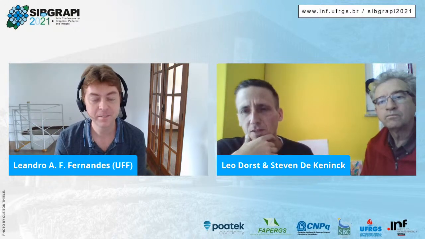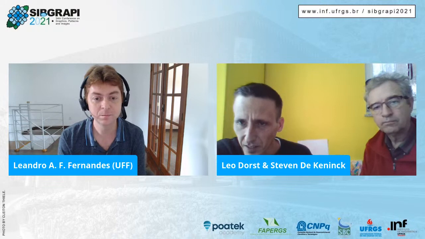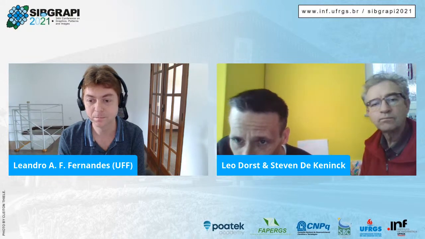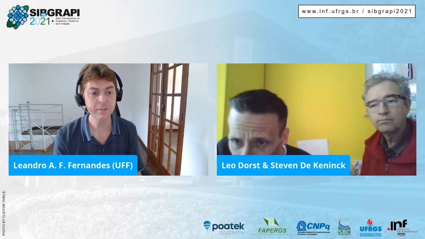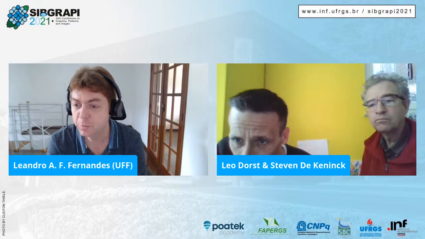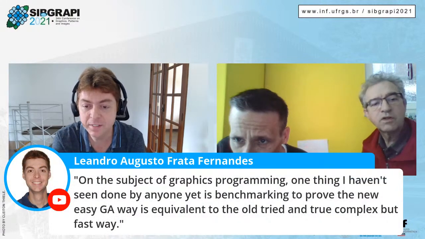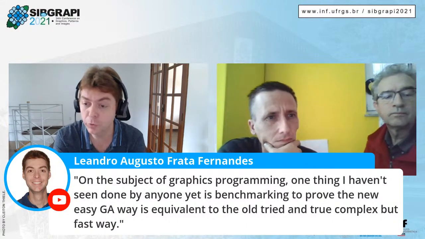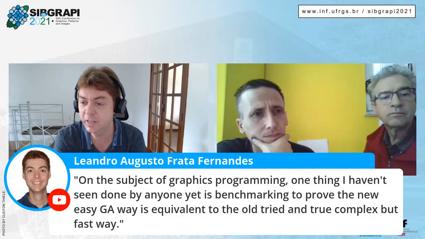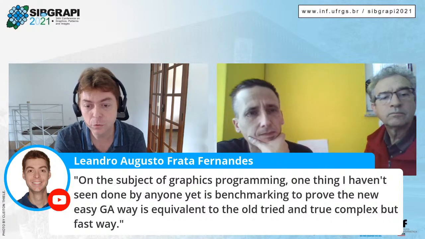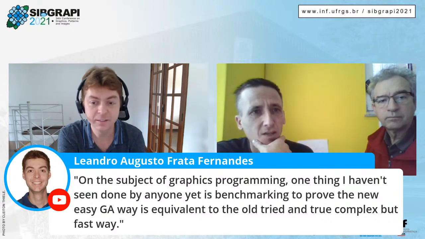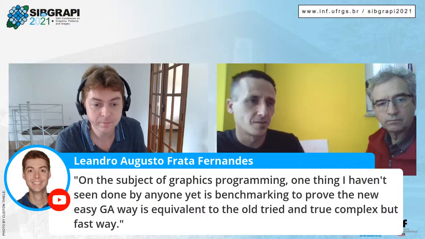I think the performance question. So somebody asked a question. Let me see if I can find it back for a second. I have it here. On the subject of graphics programming, one thing I haven't seen done by anyone yet is benchmarking to prove the new GA way is equivalent to the old tried and true but fast way. So that's a good question.